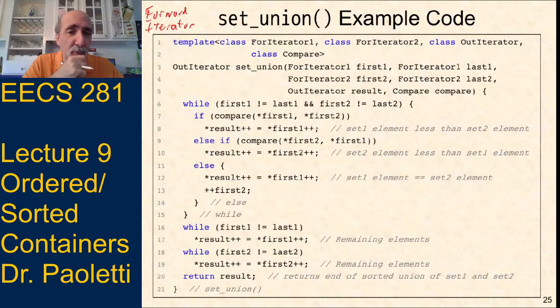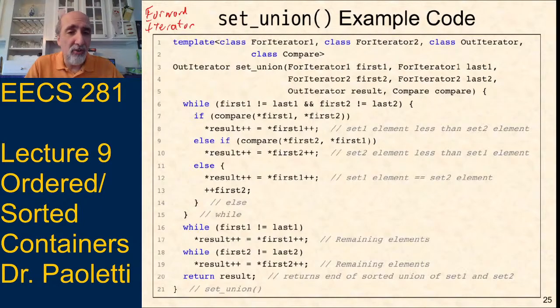So our while loop says, well, first one is not equal to last one, and first two is not equal to last two, which is basically saying while I'm not off the end of either container, while I am within both set 1 and set 2 containers. So while I'm inside of both containers, I call compare of dereference first 1 and dereference first 2. That's like in the previous slide when I looked at Amy and Amy.